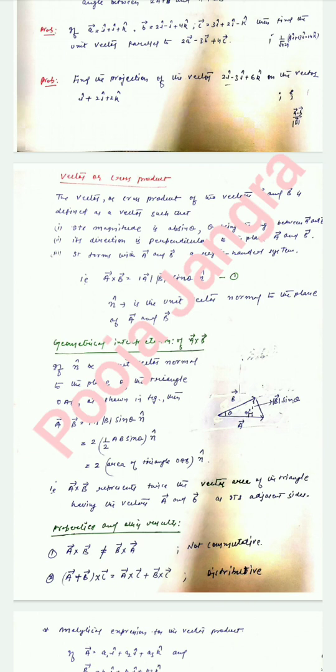So A cross B represents twice the vector area of the triangle having the vectors A and B as its adjacent sides. Okay, so we have some properties of the vector product. The first property is A cross B is not equal to B cross A. It is called the non-commutative law, meaning it is not commutative. And the second property is A plus B cross C is equal to A cross C plus B cross C. This is known as the distributive law.